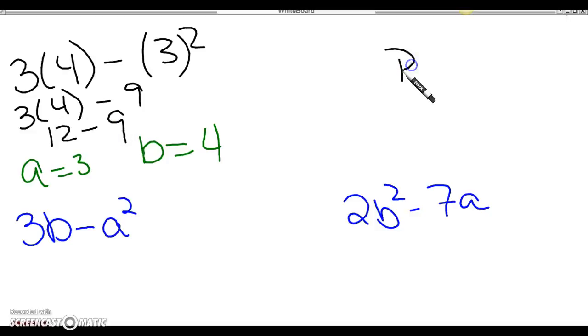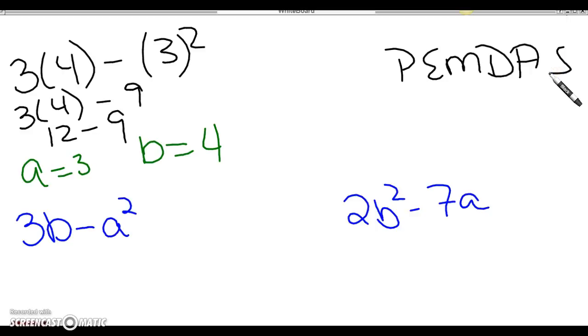I'm sorry, I'm going to write here my order of operations. So I did my exponents, and then I did multiplication, and now I'm going to subtract. So I have 12 minus 9, which is 3.